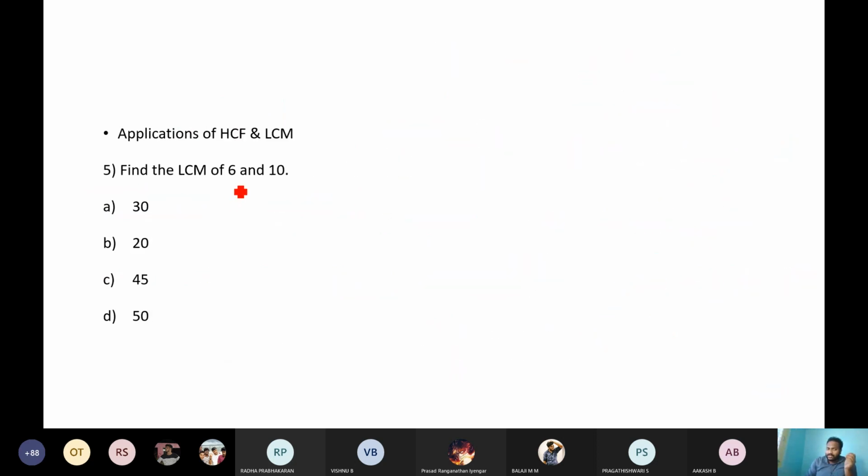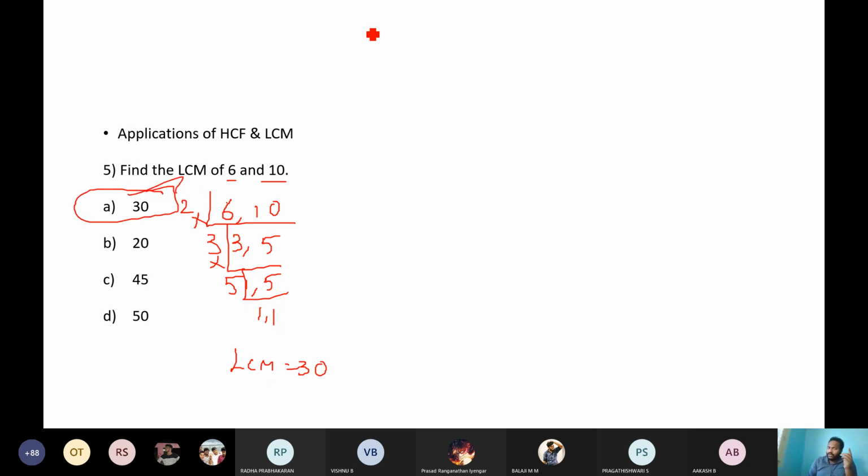Let's say, for example, they are asking us to find out the LCM of 6 and 10. There are multiple ways to find out LCM. The simplest one, or the one that has been taught to us so far, is going with the L division. 2 table, 3, 5. So no common multiples, but still, if you want to be clear, 1 and 5. 5, 1 and 1. So multiply these 3. 2, 3, 6, 5, 6 are 30. So LCM is 30.